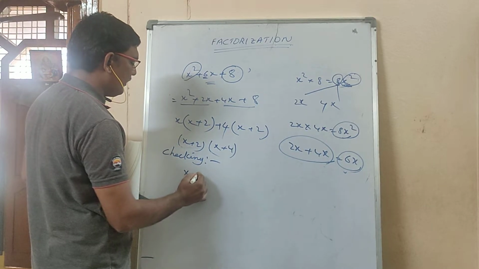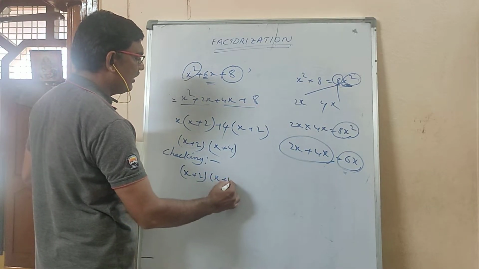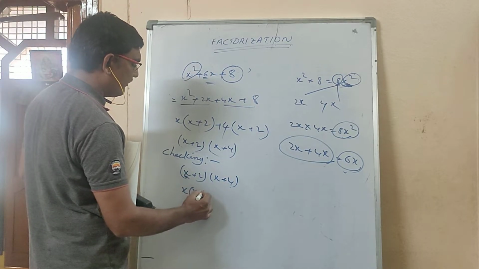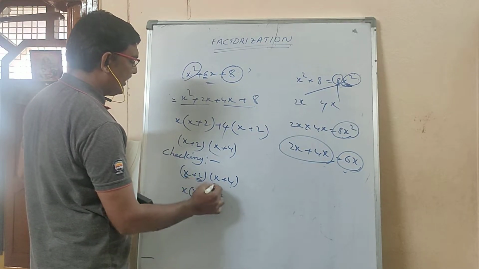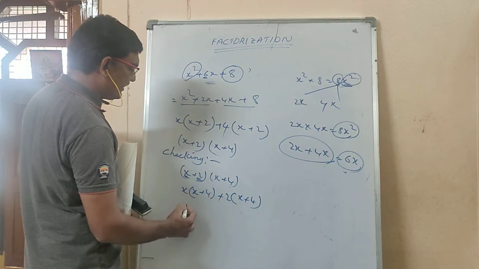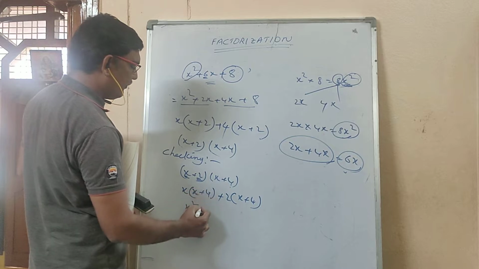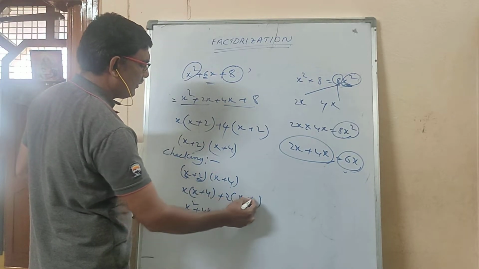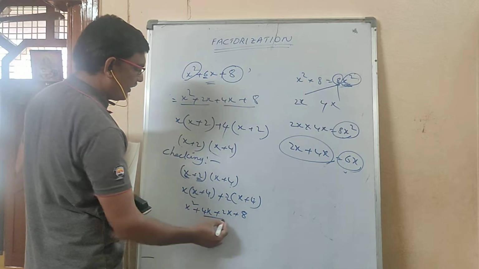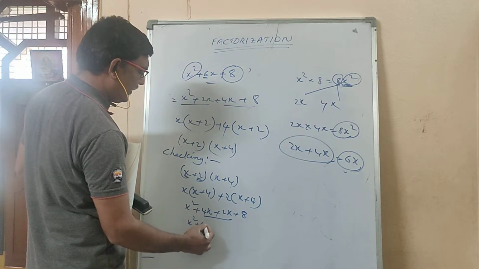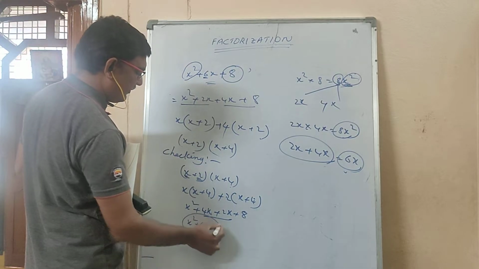So here how to multiply is very simple. What is the first term? x into this entire. What is the second term? 2 into this entire. x into x is x square. x into 4 is 4x. 2 into x is 2x. 2 into 4 is 8. These two are like terms, 4x and 2x. x square plus 6x plus 8.